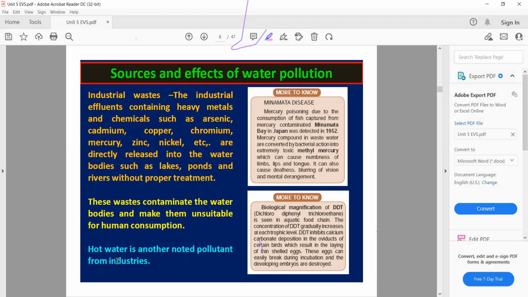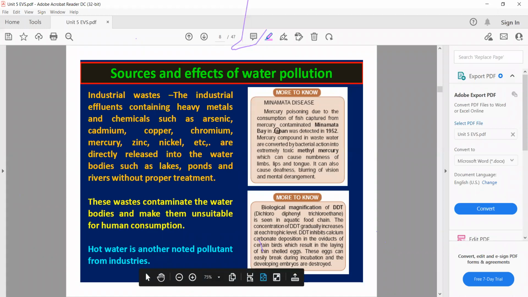Now, hot water that we consume is of a permissible temperature range. We don't consume burning hot water, or bathe with hot water like that. We use warm water. Now, if the hot water is too hot, that will kill the floral as well as faunal diversity in the water bodies. So that is also another pollutant.